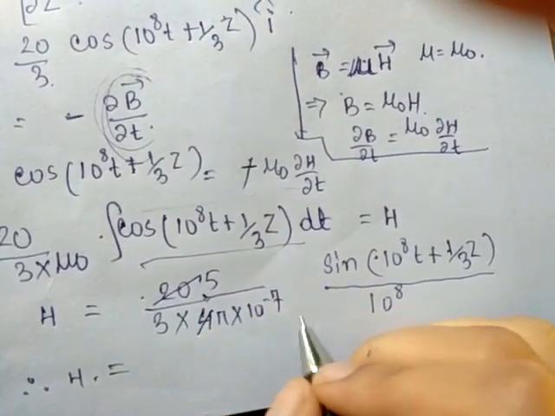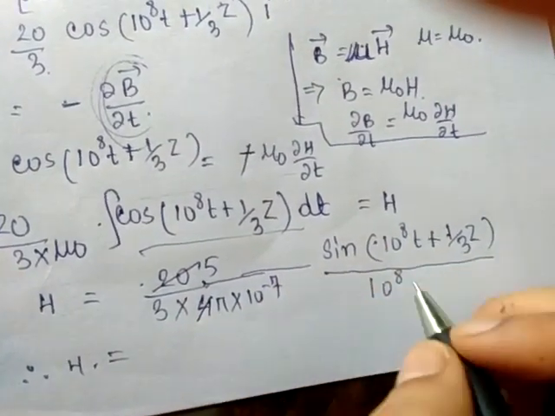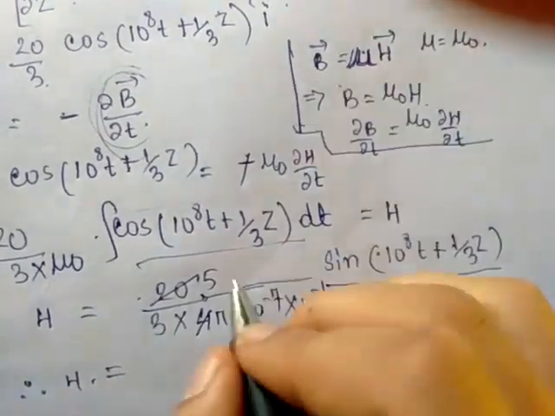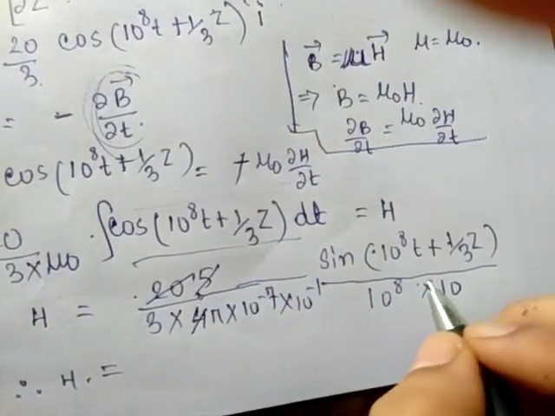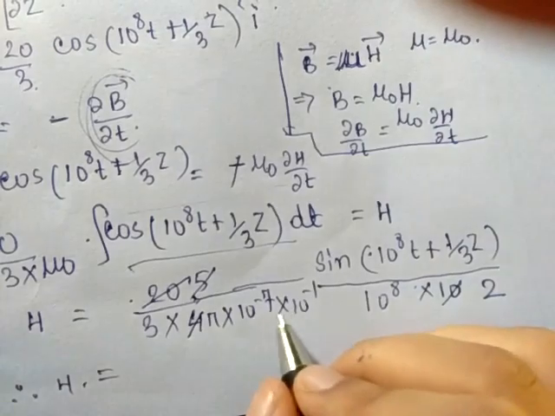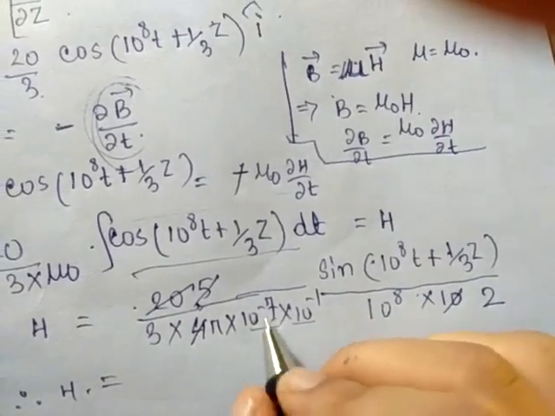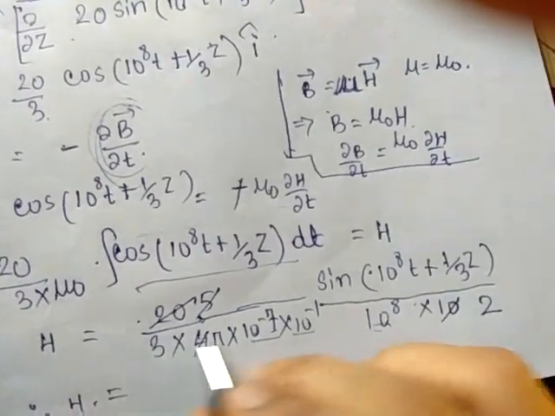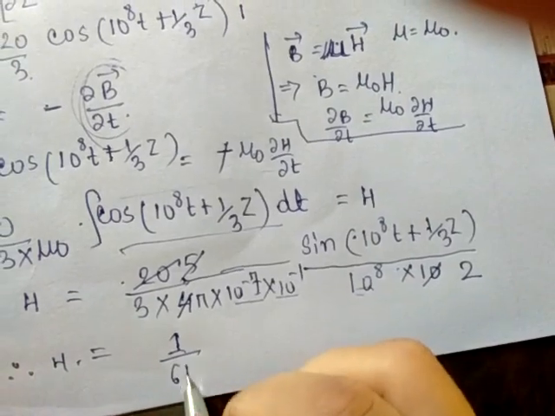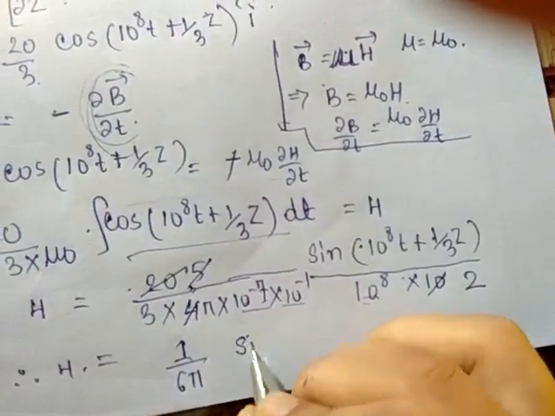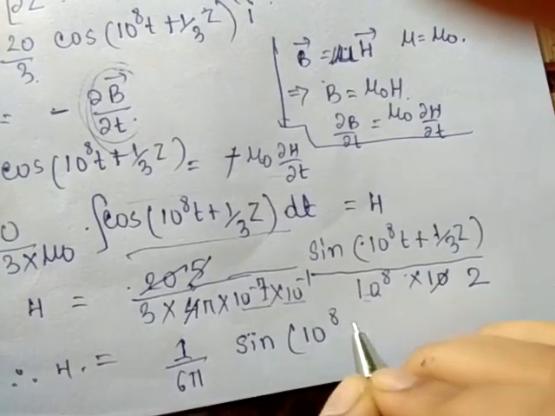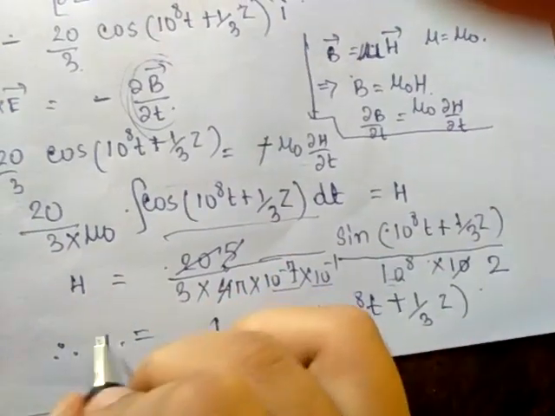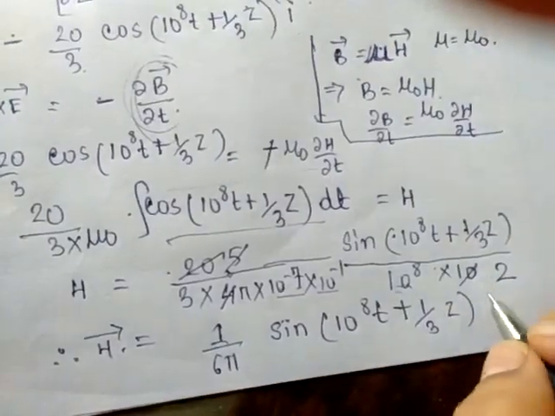5. Now if we multiply 10 to the power minus 1 extra, then we have to multiply 10 extra. 5 twos are 10, and 10 to the power minus 7 minus 1 goes to 10 to the power minus 8, and 10 to the power minus 8 will eliminate each other. Therefore we are left with 1 by 6 pi sin(10^8 t − 1 by 3 z), and if we use the vector sign, it will be along the x direction.